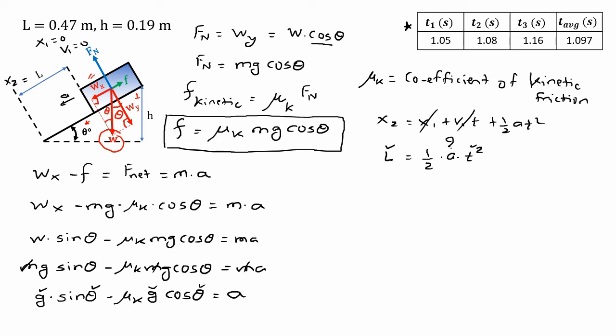So let me just quickly calculate acceleration here. The length of the ramp was 0.47, so 2 multiplied by 0.47. Let me write that equation here. So 2 times L divided by t squared gives us the acceleration. That's about 0.781 is the acceleration.